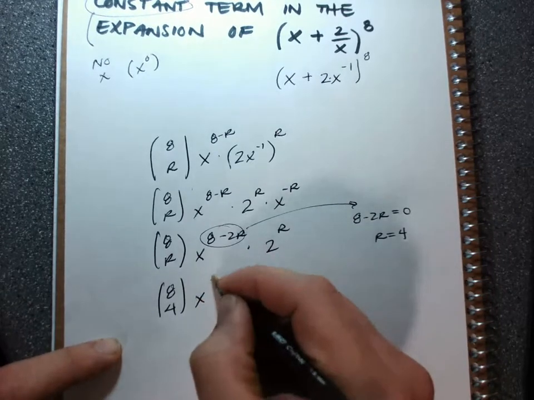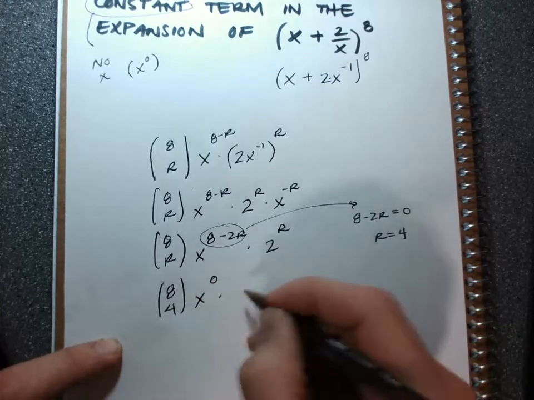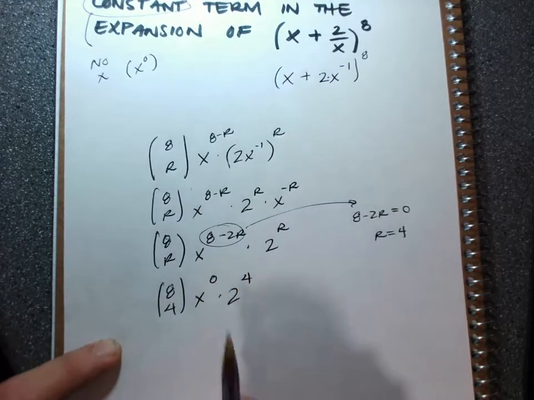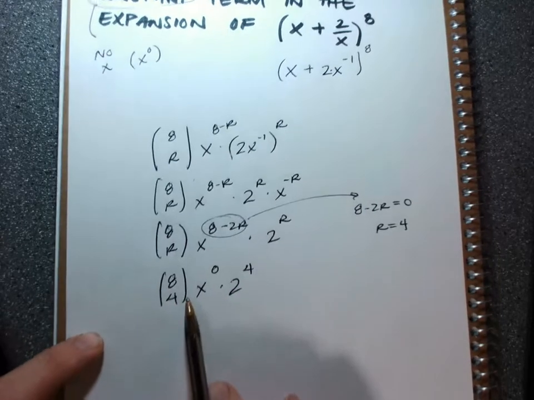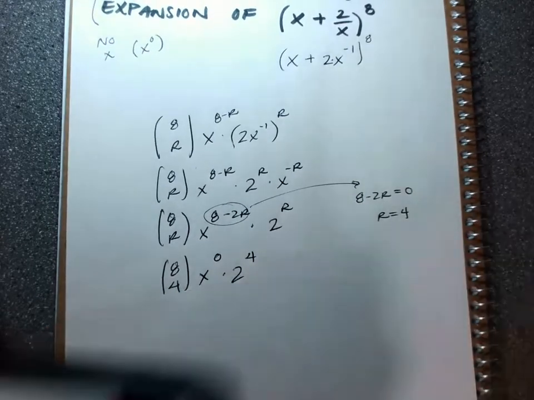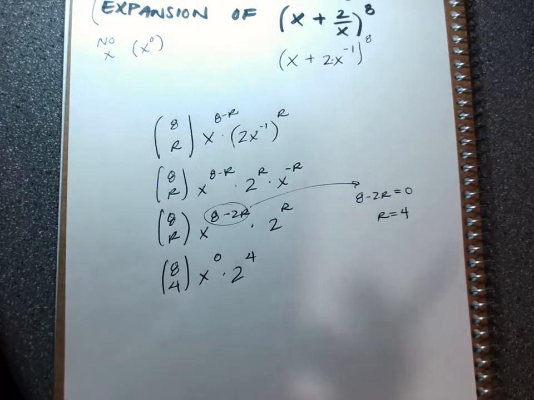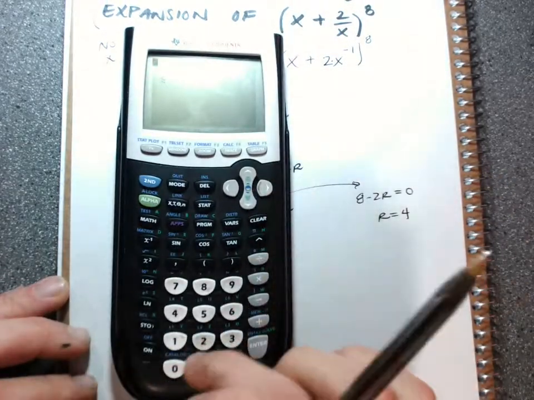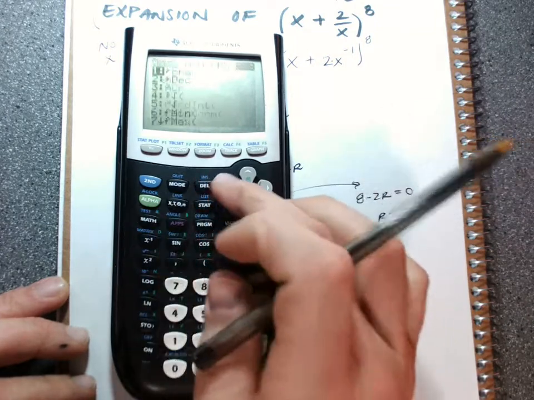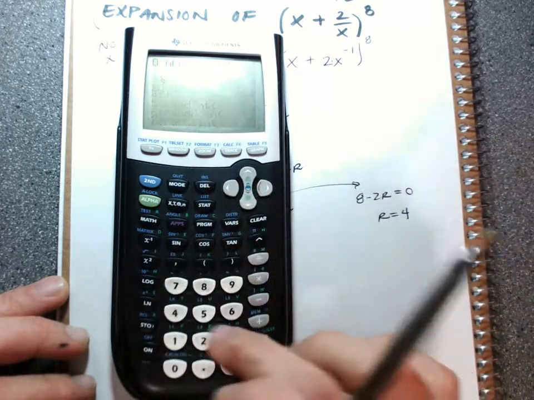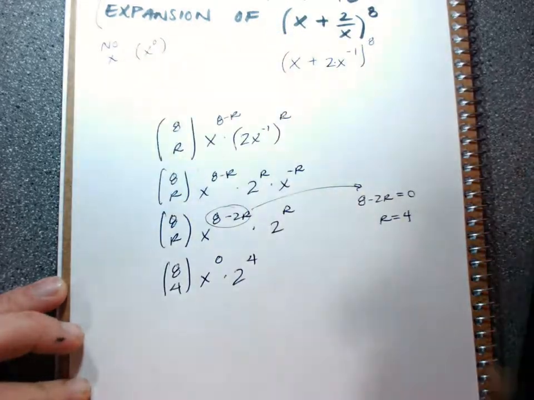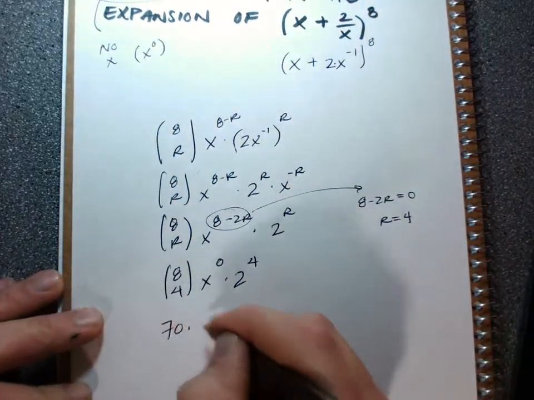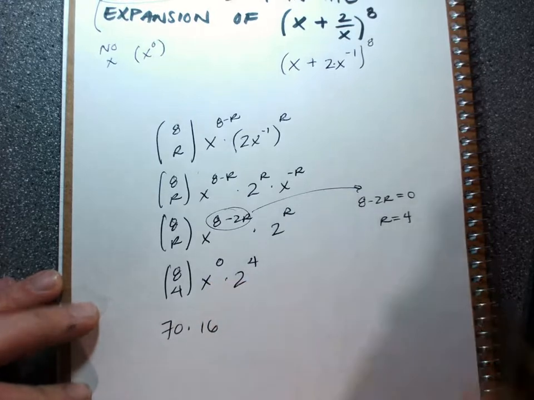x to the 0, don't even have to really write that, and then 2 to the 4th. So there is a 2 to the 4th, that's 16, and then 8 choose 4. Let's go ahead and pull that up. So 8 choose 4 is 70. Okay, so this would be 70 times 16, and then I'll just drop the x.